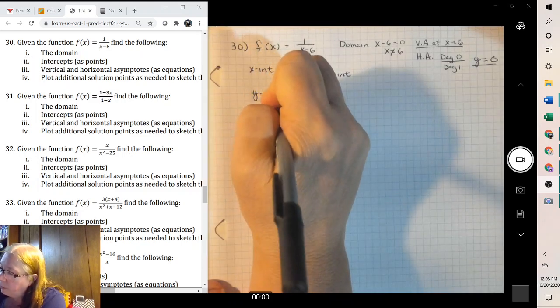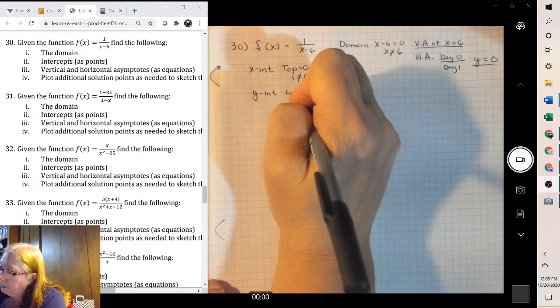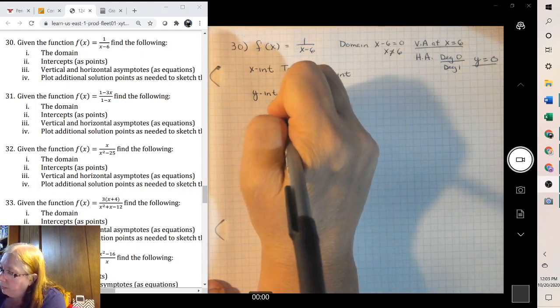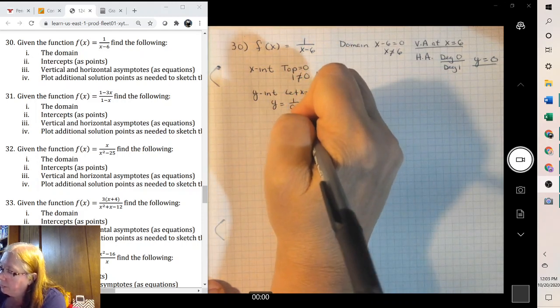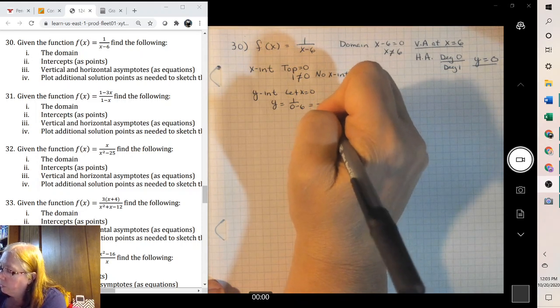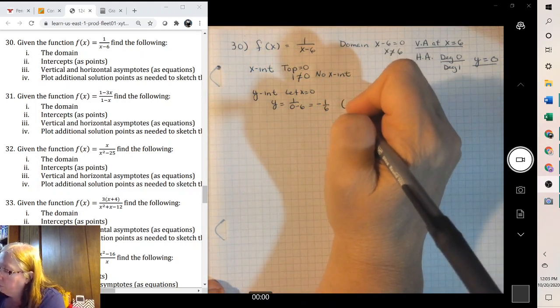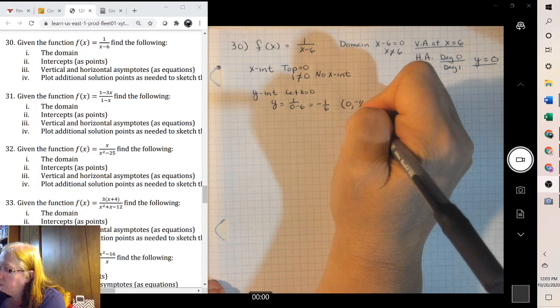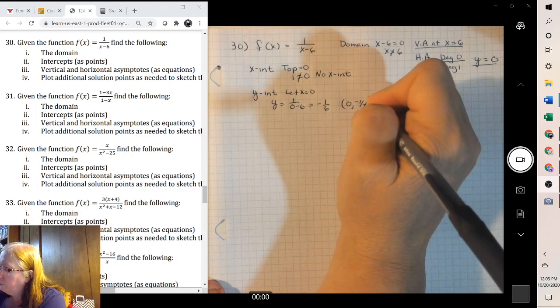The y-intercept: let x equal 0. So we have y equals 1 over 0 minus 6, or negative 1/6. So that would be the point (0, -1/6). So chances are we have to find one more point.